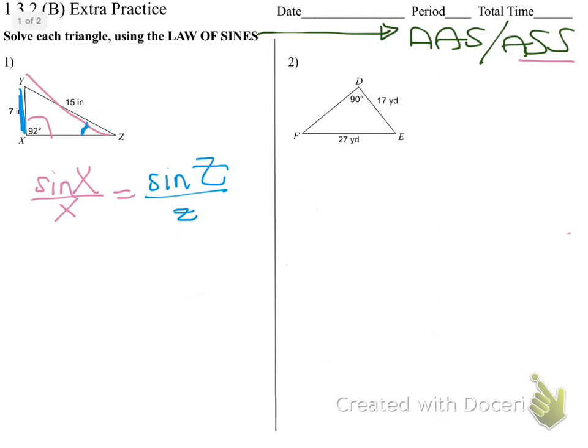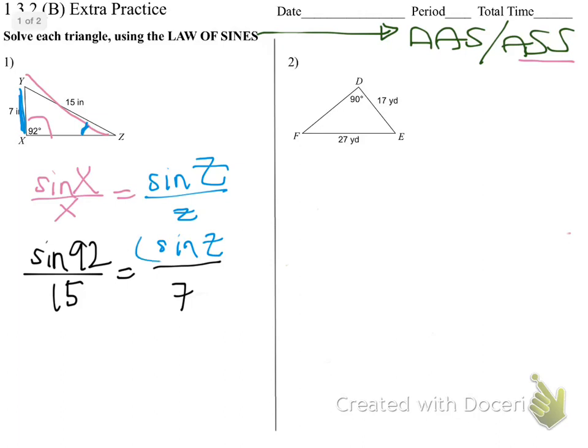Sine of x, well, we know x is 92. So sine of 92 over side x, which is 15, equals, now do we know z? No, we do not. But we know little z is 7. We do not know sine of z, so we're just going to leave that in our color. Okay, so then I'm going to cross multiply and try to get this whole thing. Now, you cannot separate this. This is sine of z, so keep this whole thing in parentheses. We're trying to get it by itself, okay?